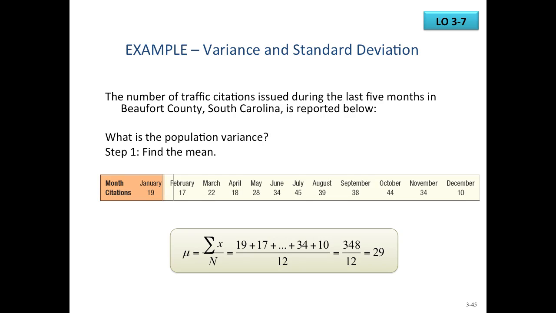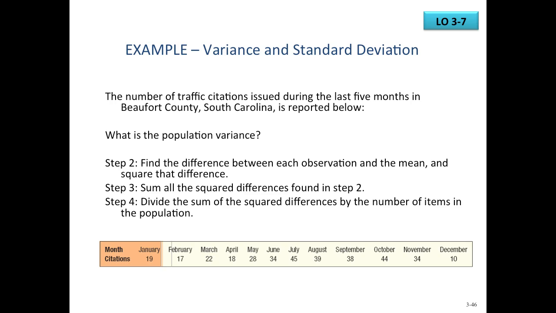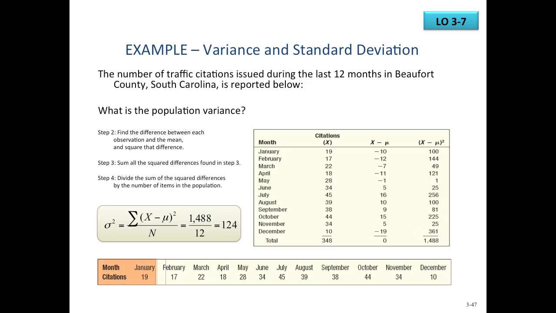So here we have the number of traffic citations issued during the last 5 months in this county, and you first find the mean, and then you would subtract that mean from each of the observations, and square each one of them, and then sum those. So here they did that.